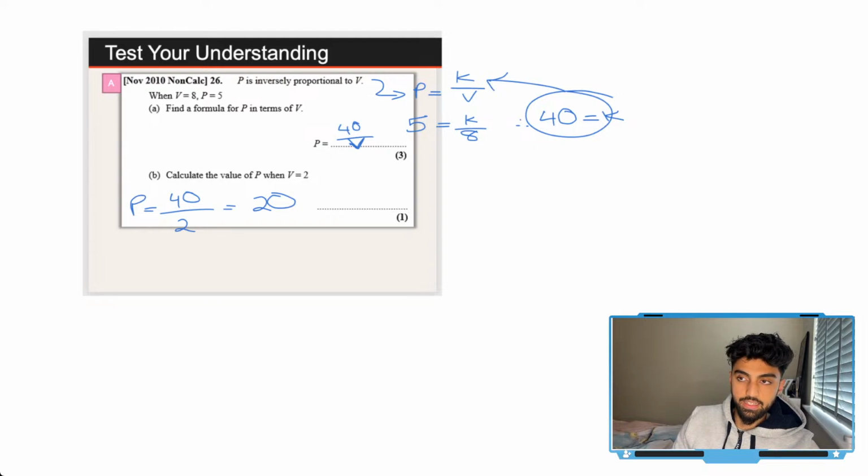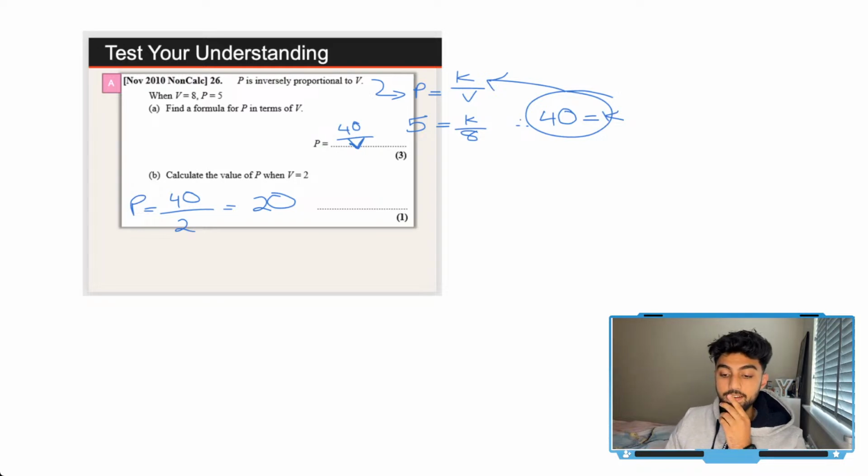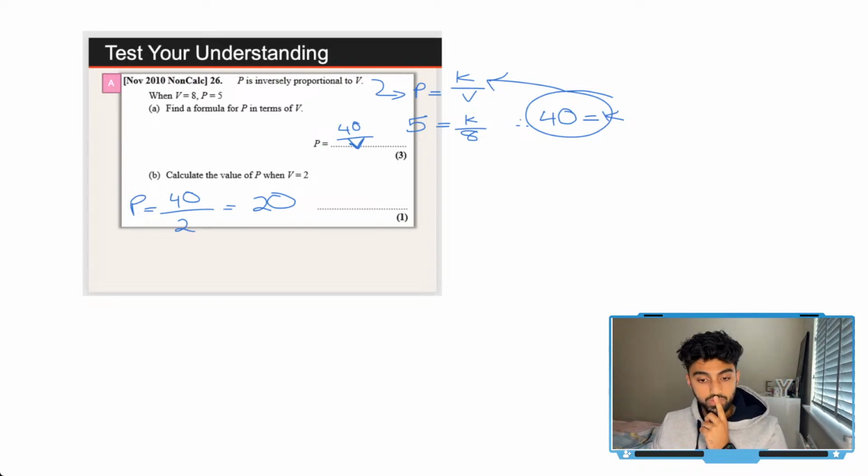And that is that. 20 is your answer, and that is how you obtain all, thank you Abdullah, correct as well. That is how you obtain all the 4 marks on this type of question. Any questions, guys? I mean, Abdullah, well done. You seem to have really grasped the concept of this really well, so well done.